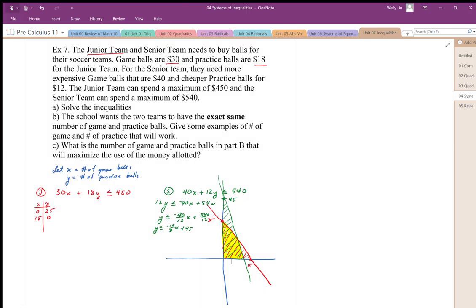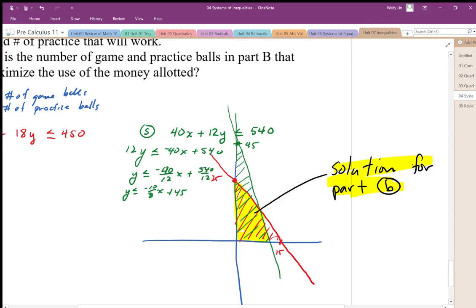Maybe I'll write this out. This is a solution for part B. All that area represents a solution for part B, and we can give any example in that area. For example, my scale's not the greatest, so let's see here.